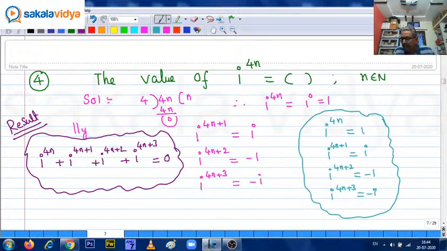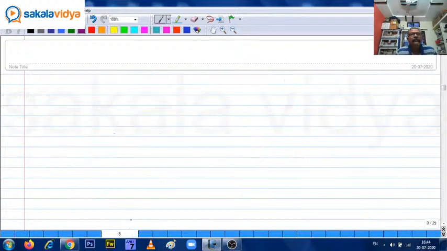Okay, now let me move to the definition of the complex number. What is the definition of the complex number? So far we have discussed only the imaginary unit and the properties of the imaginary unit. Simple. Now the definition of the complex number. Understood all of you? I hope everybody understands.